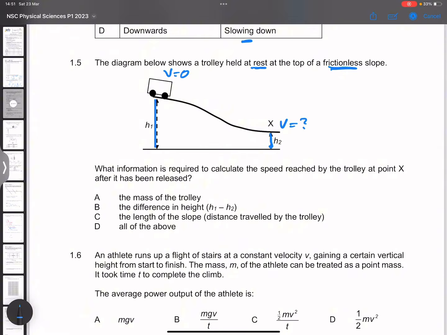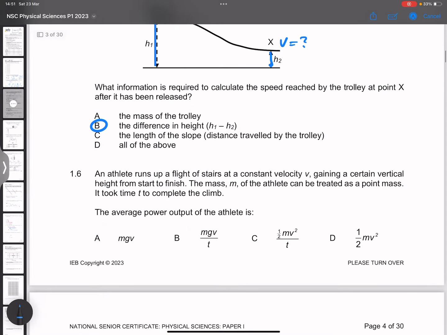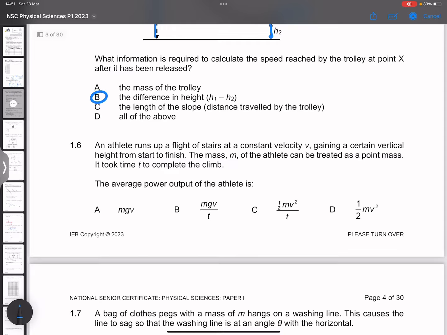Remember, when you're using mechanical energy principles, the mass can actually cancel, so we don't necessarily need the mass. So I would go with B and say it is definitely the difference in height, H1. The length of the slope, not; and all of the above, not really. Okay, now let's go to the next one.